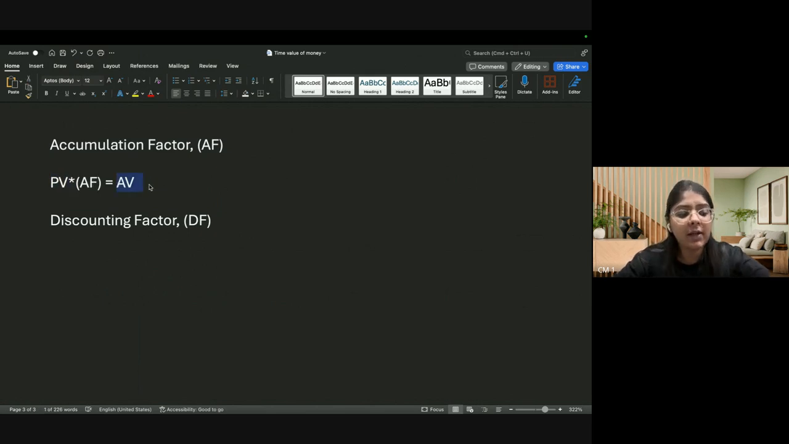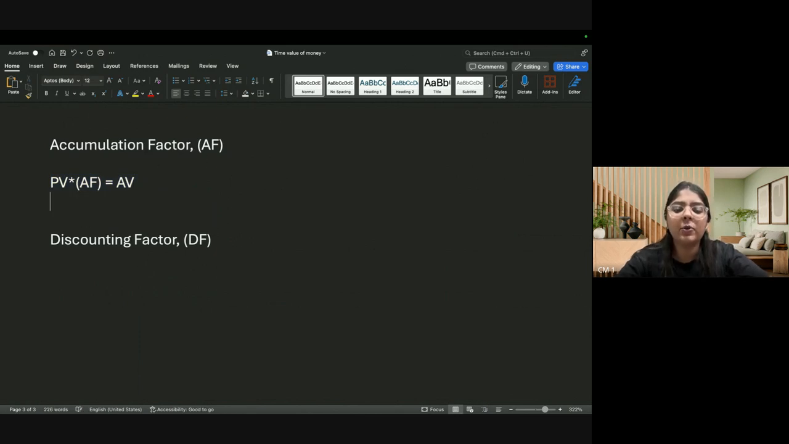That will become your accumulation factor because you are accumulating your present value with a factor that will give you your accumulated value. This will tell you how many times your fund has grown. So suppose your present value was 100 and your accumulated value is 500. This means that your fund has grown 5 times. So AF is 5. AV by PV is your AF.